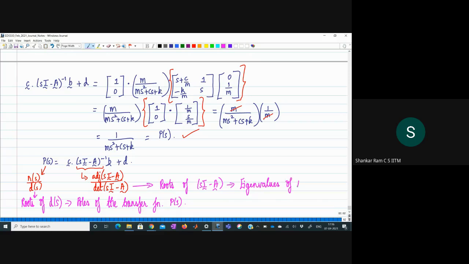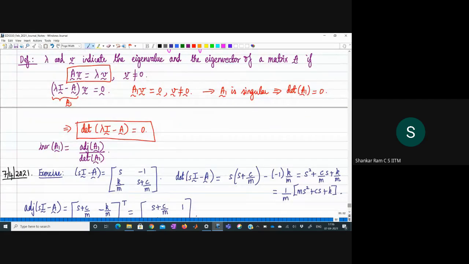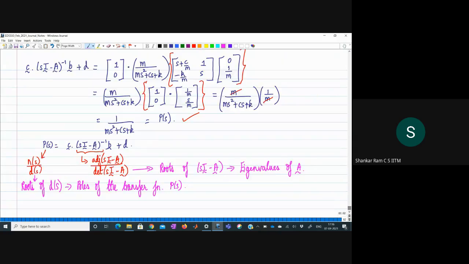If you recall, at the end of the previous class, we discussed eigenvalues and eigenvectors, right? Of course, I used lambda, but you can use any general complex symbol also. The way we calculate eigenvalues is by solving the determinant of lambda I minus A equals 0. So if I want to figure out the roots of sI minus A, we have to solve determinant of sI minus A equal to 0. The values of s which we get by solving this equation would be the eigenvalues of A.